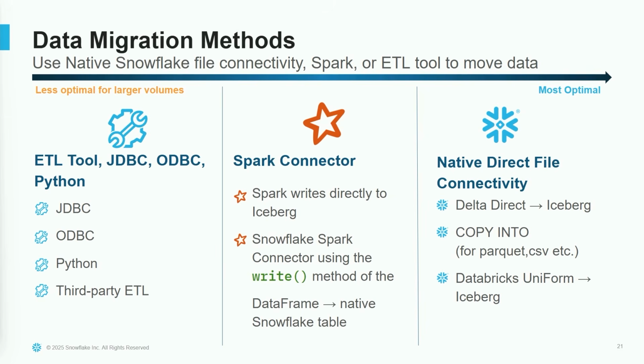In the center, we have the Spark connector. We call it our Snowflake Spark connector. We write directly to Iceberg, and it's a solution our team built to effectively connect with Snowflake, and we can just use the write operation to write a data frame to a native Snowflake table. Lastly, which is the most performant one we have seen, and a lot of clients are moving there, is Delta Direct, Databricks Uniform, and Copy Into. We'll be diving into them in the next slide, but the idea is we want direct connectivity. We are allowing you to be interoperable, and we don't want you to be tied to one environment, which gives you the flexibility to open up.